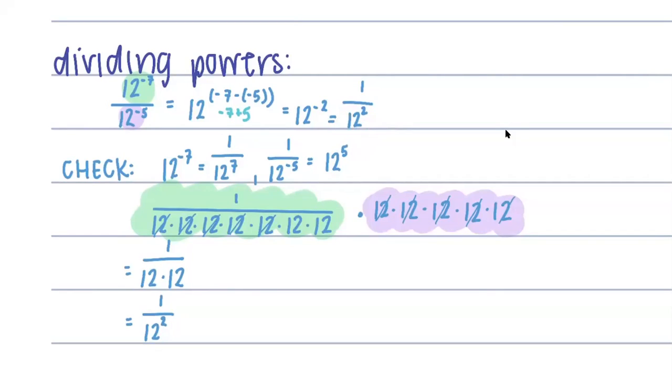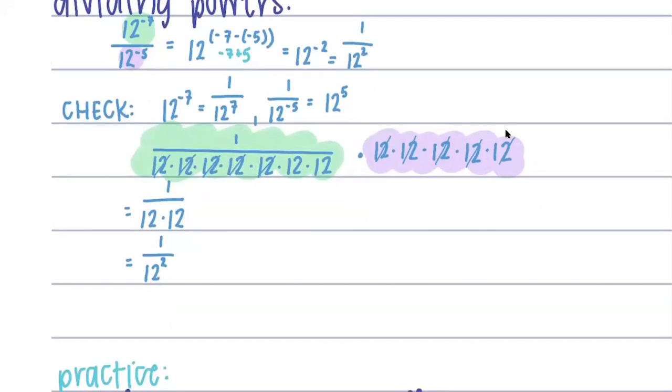Now quickly go through how you can check this one. So we use our reciprocal rule again. So 12 to the -7 is 1 over 12 to the 7 because we have our base 12 and our exponent is -7. You do 1 over base, which is 12, and positive exponent, which is 7.